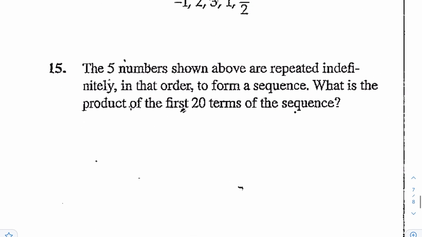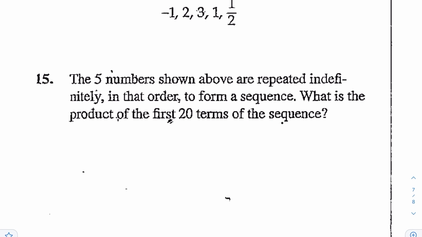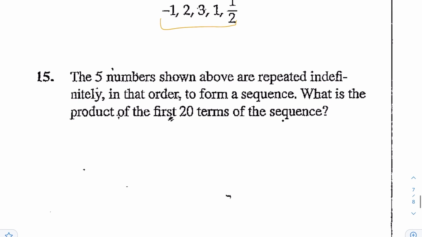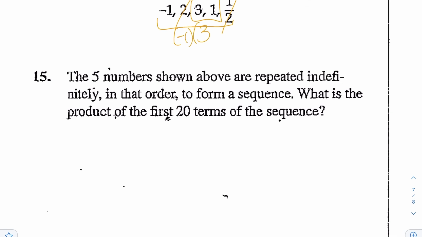All right, next, number 15. The 5 numbers shown above are repeated indefinitely, so forever, in that order to form a sequence. What's the product of the first 20 terms of the sequence? All right, so you want to multiply the first 20 terms. So if you look at each of these sets, you multiply the set. Well, 1/2 and 2 cancel out. 3 times 1 is just 3, because you can just ignore the 1. And you just have to multiply by the -1. So that's going to be equal to -3.